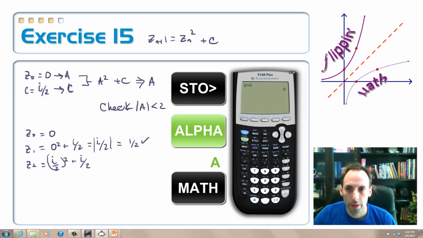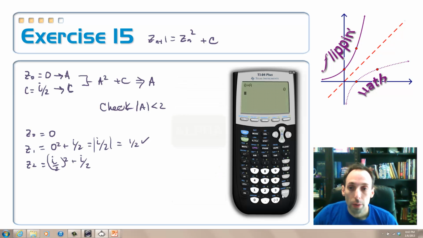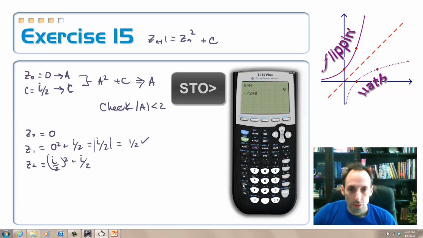Okay, seems kind of dumb, but I'm going to do it anyway. Now I'm going to store that i over 2 as C. So i is going to be second decimal sign divided by 2, and let's store that thing as alpha C.